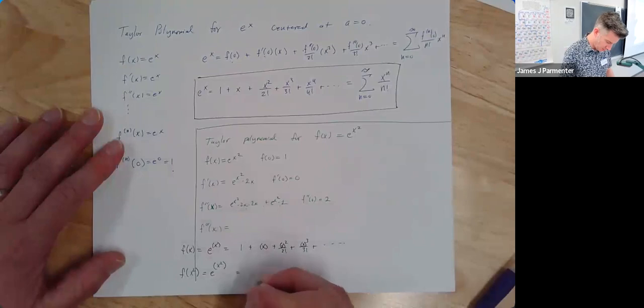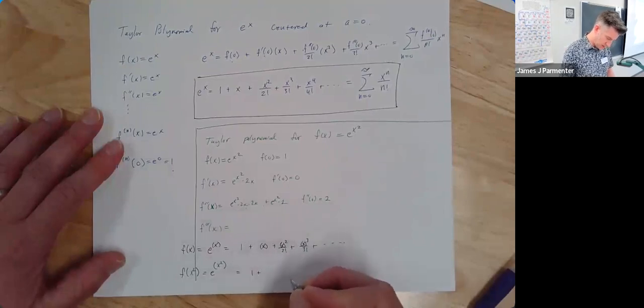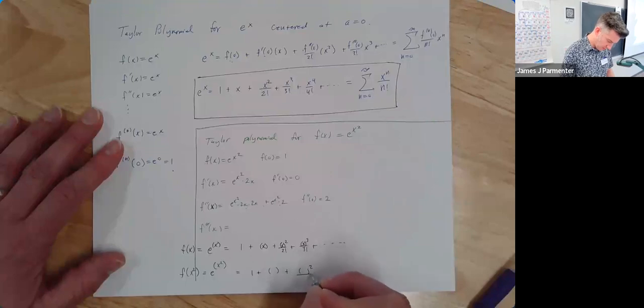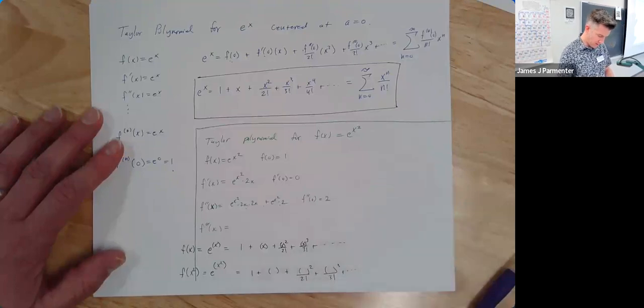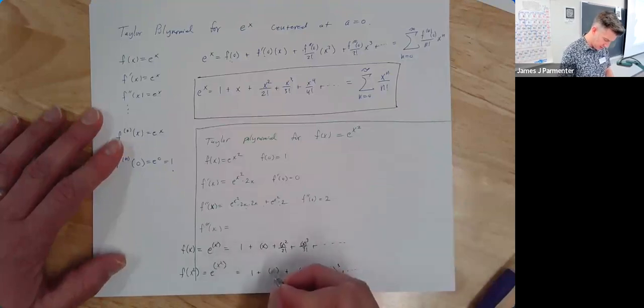So this is going to equal 1 plus stuff squared over 2 factorial plus stuff cubed over 3 factorial, and so on and so on. And now the stuff, instead of being x like it was here, is x squared.